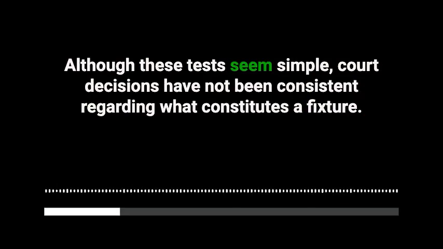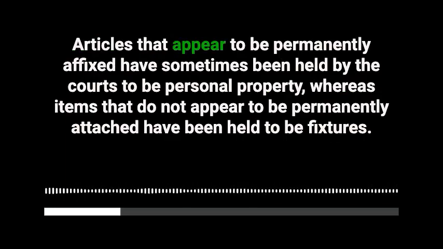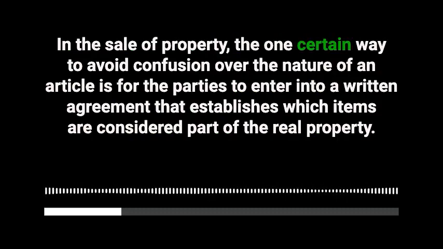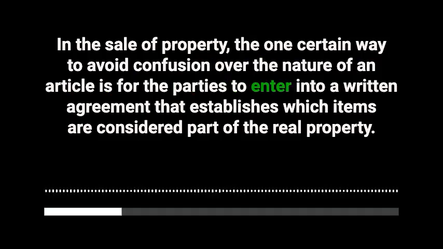Although these tests seem simple, court decisions have not been consistent regarding what constitutes a fixture. Articles that appear to be permanently affixed have sometimes been held by the courts to be personal property, whereas items that do not appear to be permanently attached have been held to be fixtures. In the sale of property, the one certain way to avoid confusion over the nature of an article is for the parties to enter into a written agreement that establishes which items are considered part of the real property.